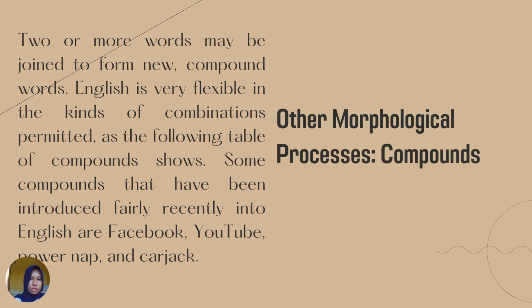Other morphological processes: compounds. Two or more words may be joined to form new, compound words. English is very flexible in the kinds of combinations permitted, as the following table of compounds shows. Some compounds that have been introduced fairly recently into English are Facebook, YouTube, PowerNet, and Charger.